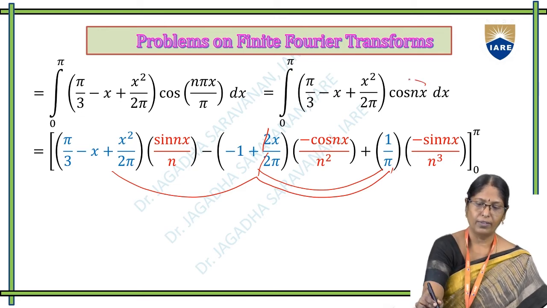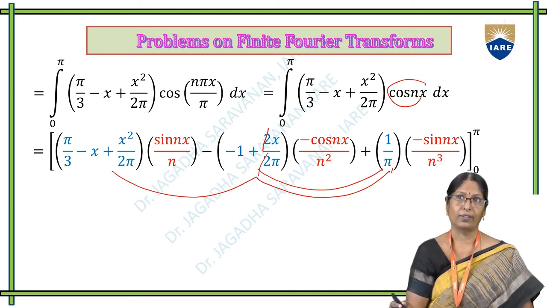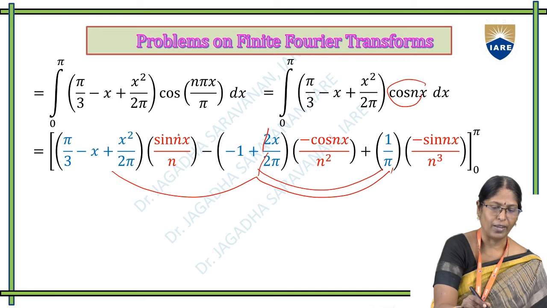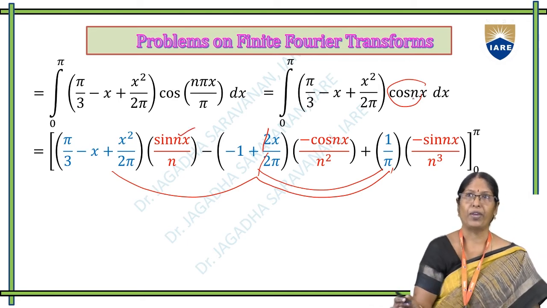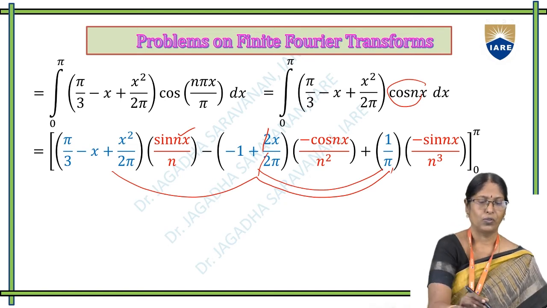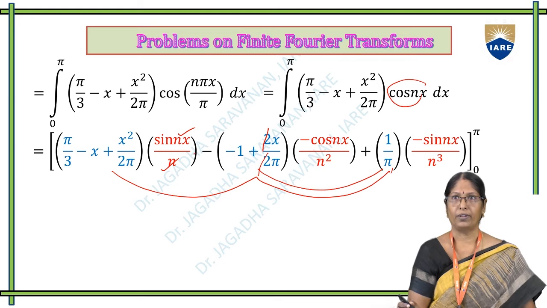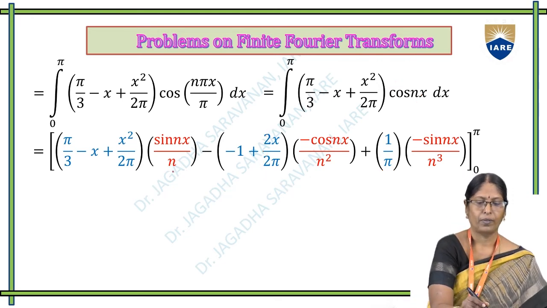Next, here the trigonometric term is cos nx. So we have to do the integration. The integration of cos nx is sin nx divided by the coefficient of x. The coefficient of x is n, so divided by n is written. So we can see it.